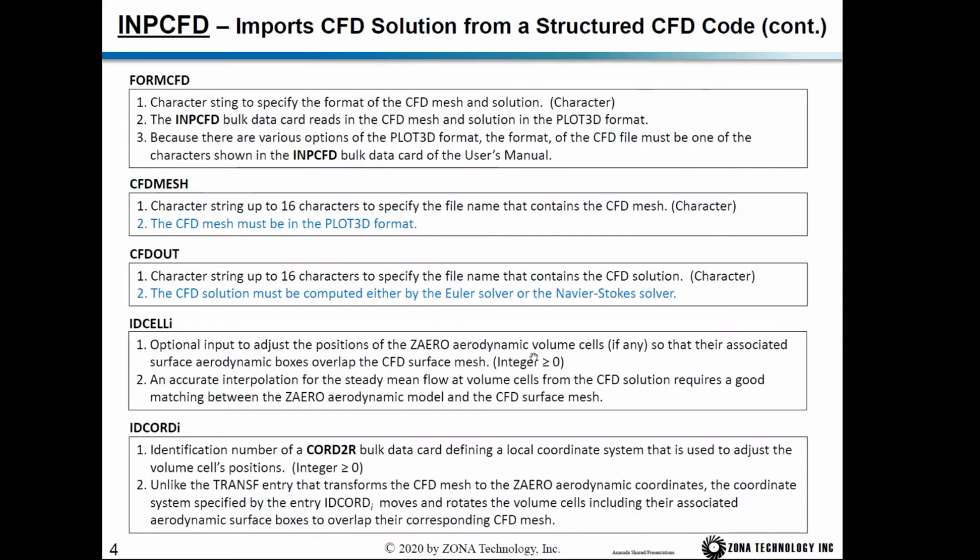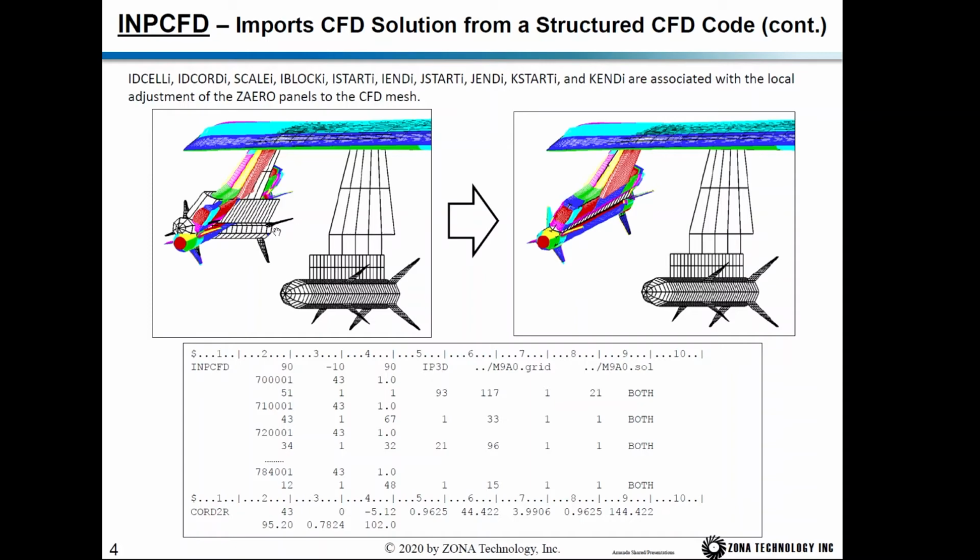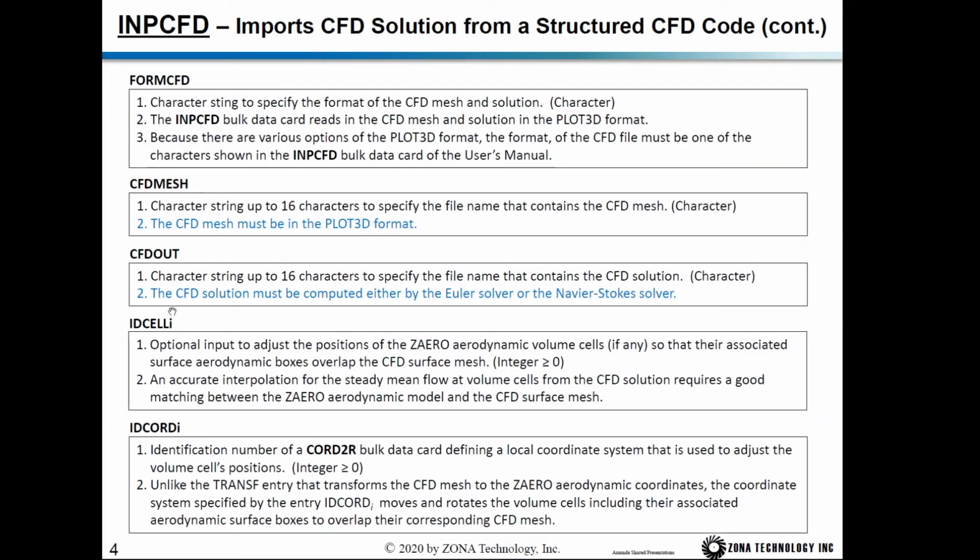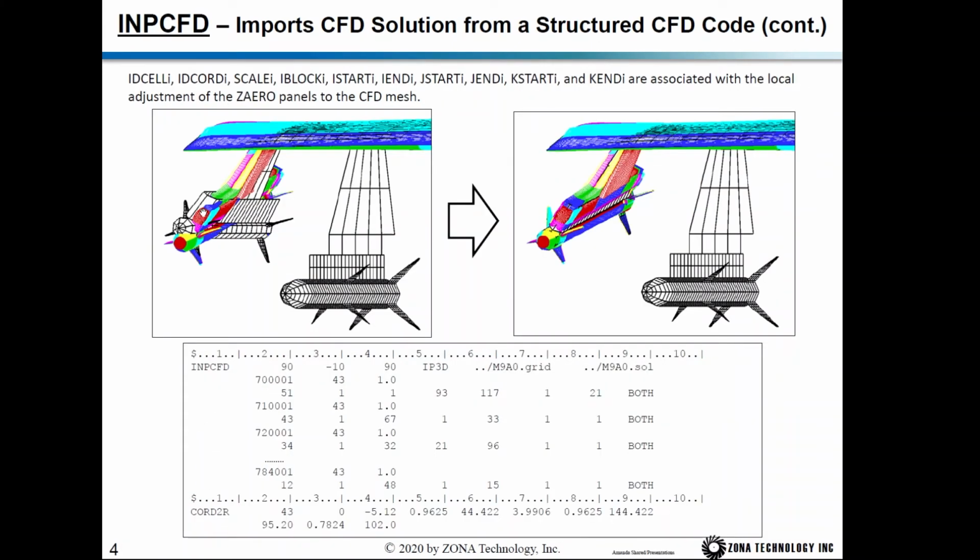And ID cell is an optional input to adjust the position of the aerodynamic volume cell, so that the surface aerodynamic boxes overlap the CFD surface mesh. Because you may have a ZAERO model in which the wing matches the CFD surface mesh, but the underwing store does not match. So you can use this ID cell and ID core option to locally change the position of the ZAERO surface mesh in order to match the surface mesh of the CFD.